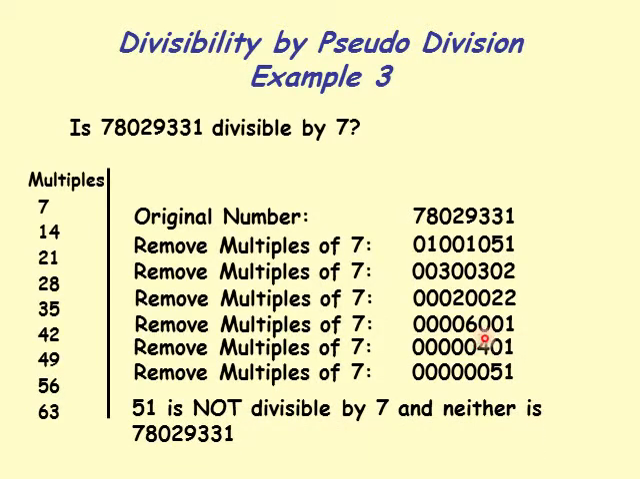Now from 40 here, I take away 35 to leave a 05. So now we're left with 51 here. 51 is not in this list. 49 is, 56 is, 51 is not. 51 is not divisible by 7, and neither is the original number, 780293331.